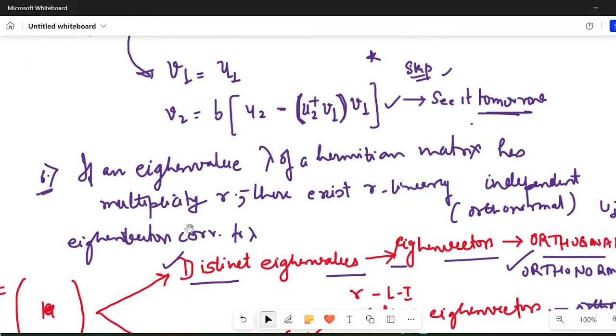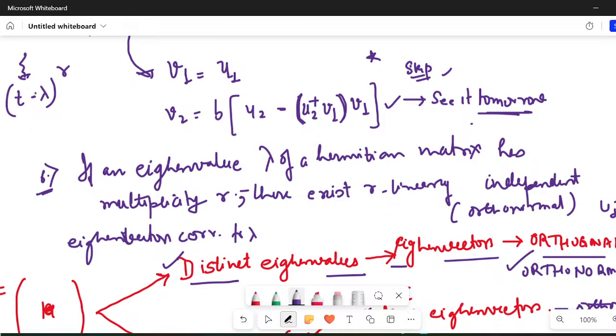Again, I told you, if an eigenvalue lambda of a Hermitian matrix has multiplicity r, what do I mean by multiplicity r? It means the eigenvalue is repeated r times, so in the characteristic polynomial you get t minus lambda raised to power r. Then corresponding to this eigenvalue lambda, there are r independent eigenvectors, which are again orthogonal to each other.